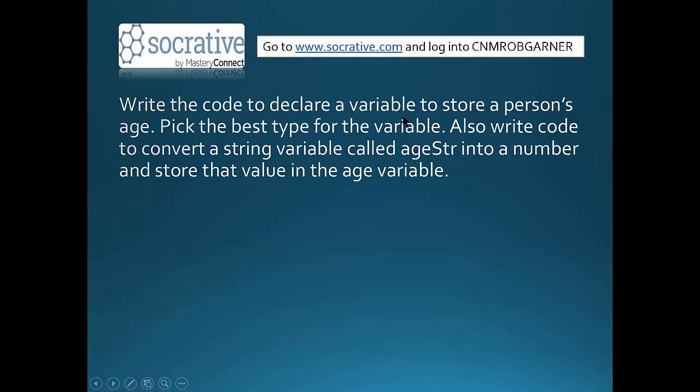So let's write code to declare a variable to store a person's age. Pick the best type for that variable. Also write the code to convert a string variable called age_str into a number and store that value into the age variable. So pause, think about the answer, and then write it down, and then hit continue.